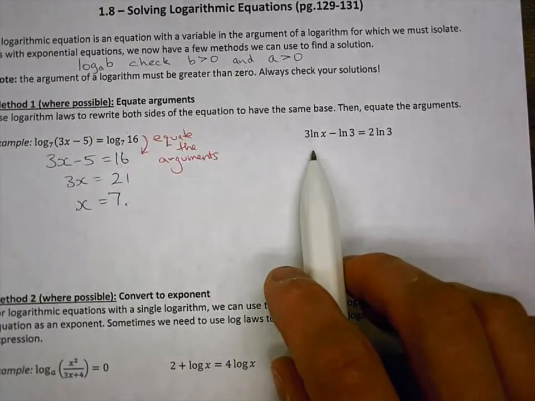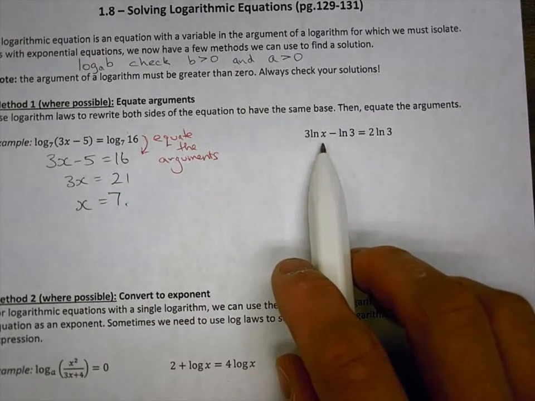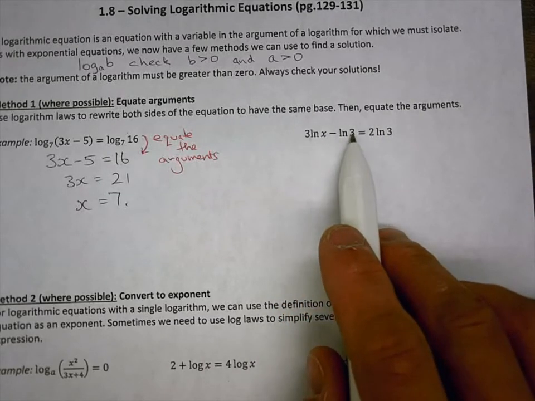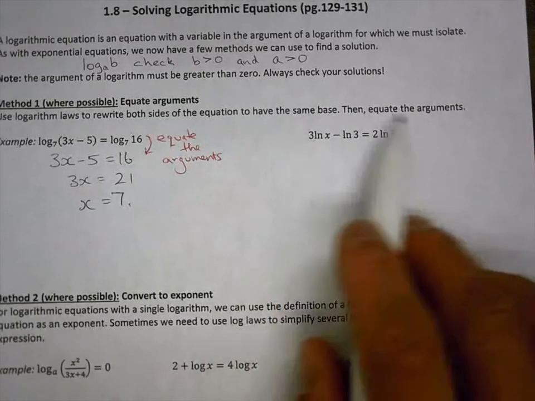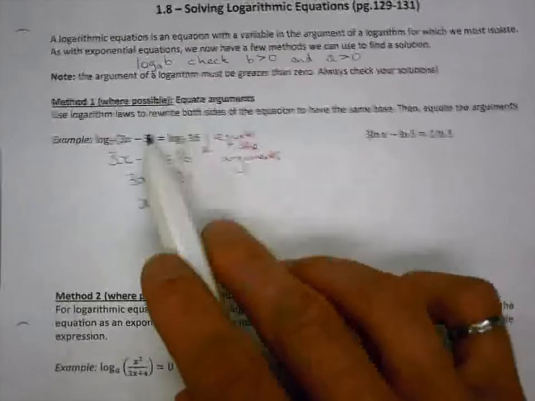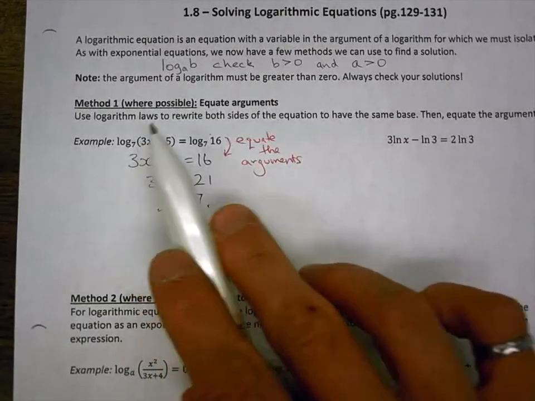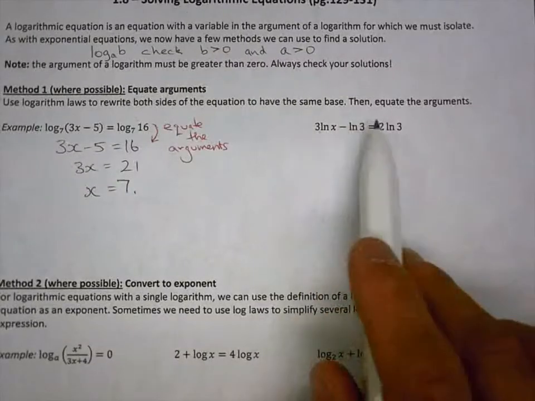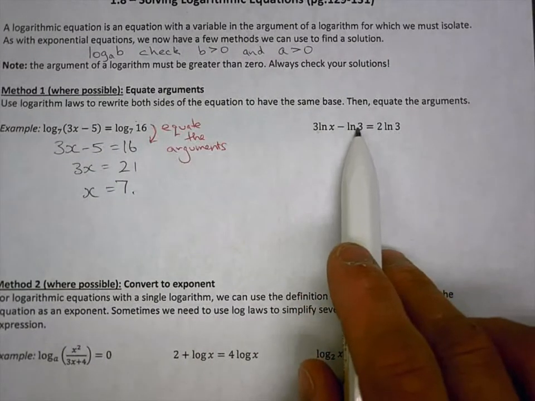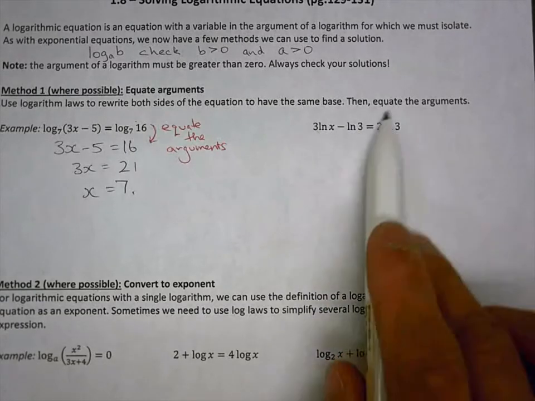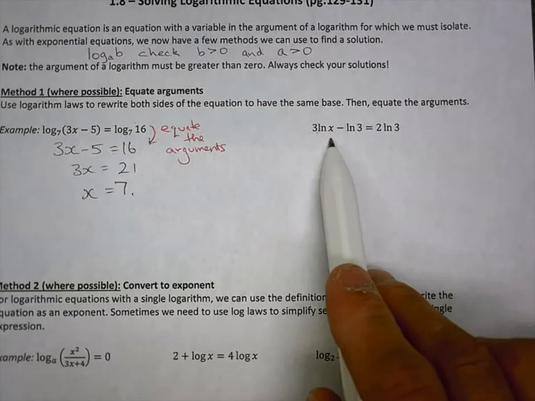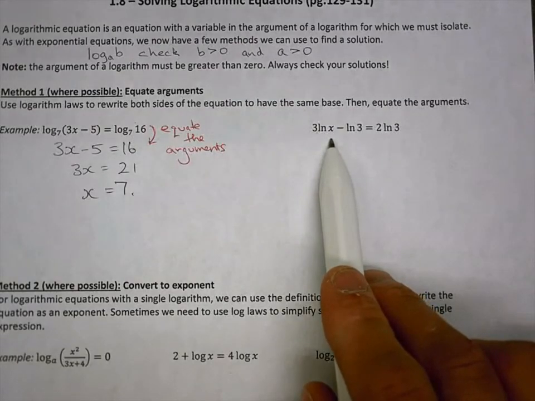Oh, can I equate the arguments? Well, there might be a tendency for you to write x minus 3 is equal to, but you can't do that. To equate the arguments, you have to have one log on one side, one log on the other side, and they have to have the same base. Here I have two logs on this side, log base e, also called ln, and I have one on this side. So I have to somehow combine these two into one logarithmic expression.